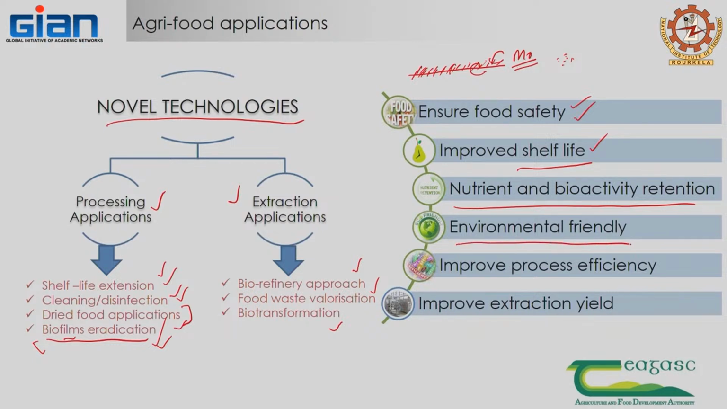And in majority of the cases, when you consider current processing operations, they are not climate friendly or environment friendly. So we look for technologies which are more environment friendly. That means, A, they eliminate the usage of chemicals. B, they eliminate or reduce energy or water requirement. So all these things help the environment some way or the other, directly or indirectly. They improve process efficiency. In certain cases, we use a technology which can improve the process efficiency rather than focusing on improving the shelf life.